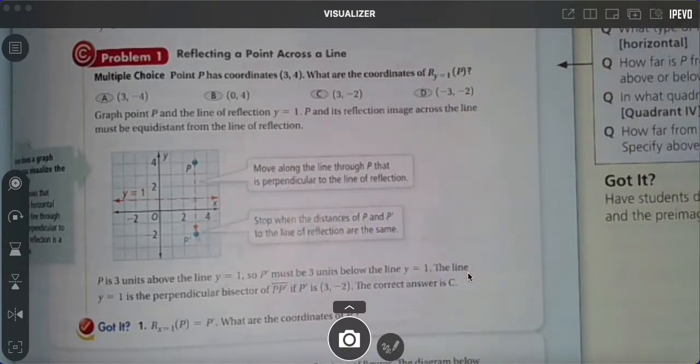Yeah, so it has to be an equal distance. Okay, that's what's making it a reflection. Like if you're looking in a mirror and you scoot back further, you're going to look like you're getting further away from it because it's reflected.